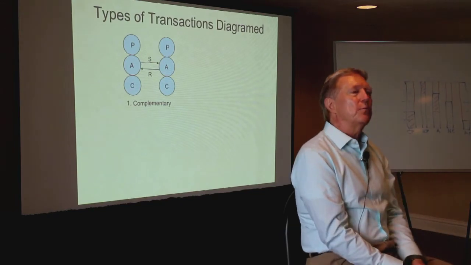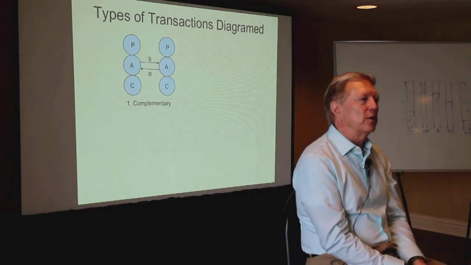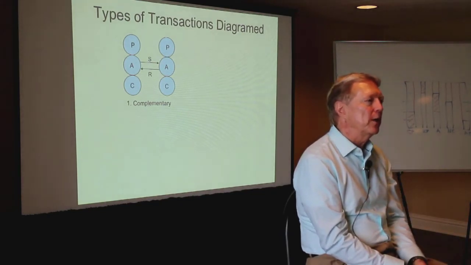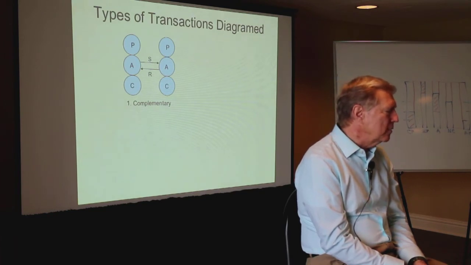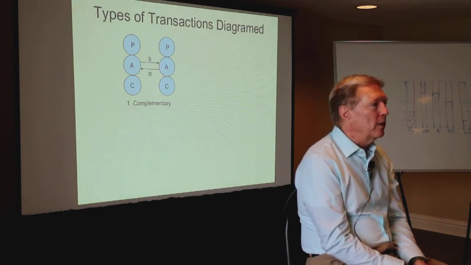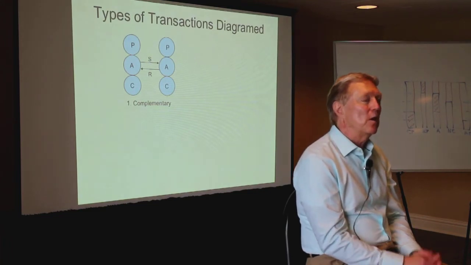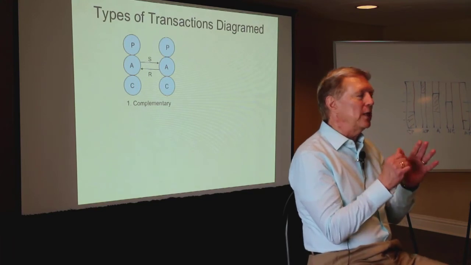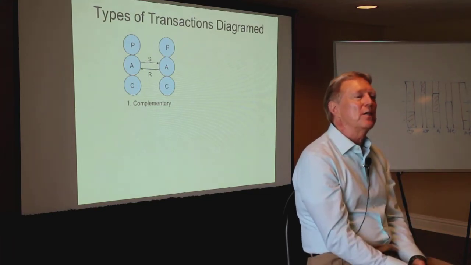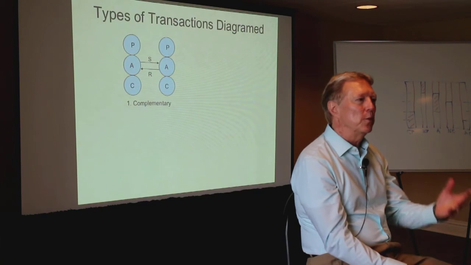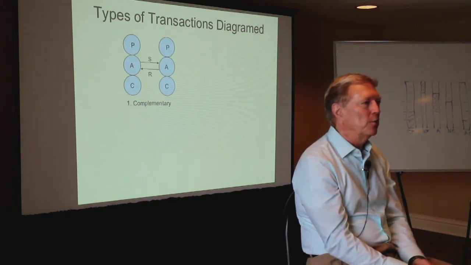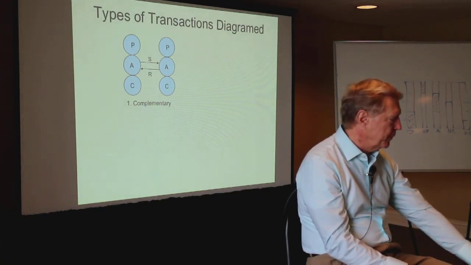And those can be between any two ego states. It can be adult to adult, parent to parent, child to child, or it can be child to parent, parent to child, adult to child, and so on. As long as the vectors are parallel and the ego state that is addressed is the ego state that responds, the people will understand each other and communication will be effective.